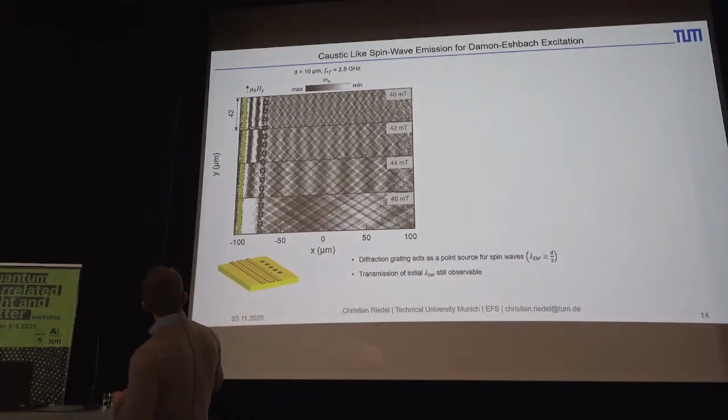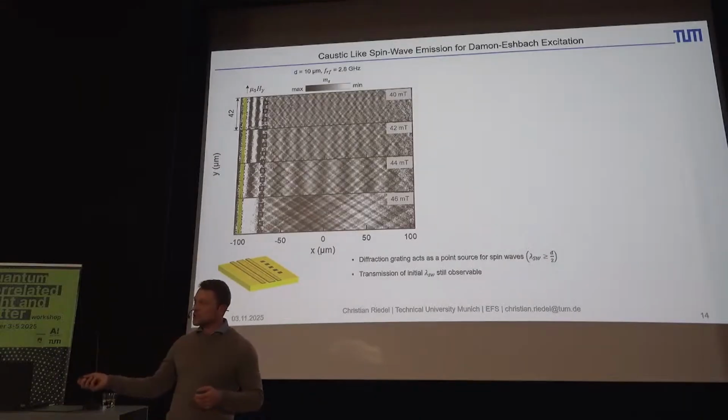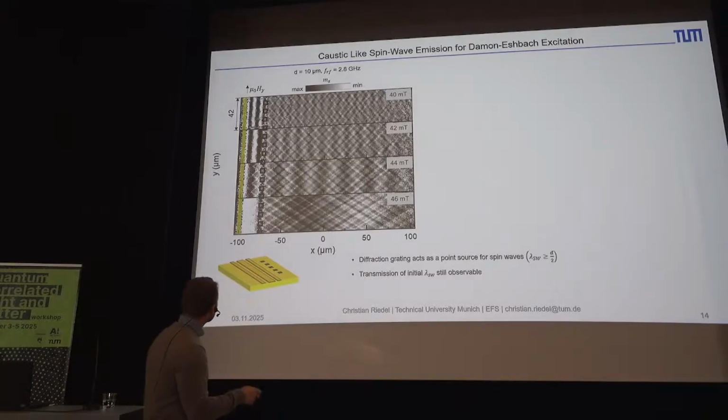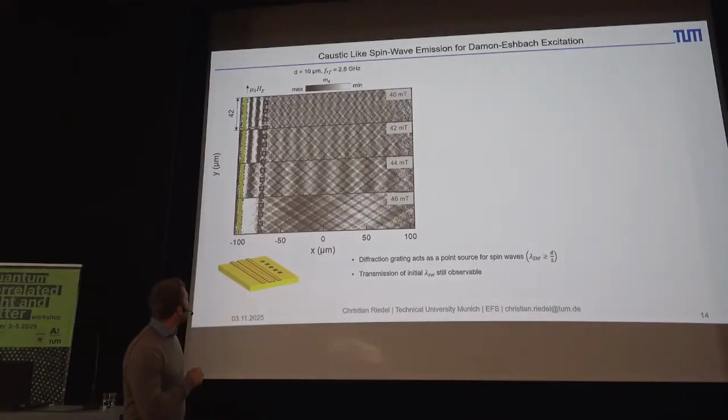So first of all, you can see that we have a diffraction pattern, which is a beam-like pattern behind the diffraction grating. What you can also see, especially for the 42 and 44 millitesla measurements, is that the initial wavelength amplitude is also transmitted to the long-range order interactions. So we don't only see this emission of the spin wave beams, but you can also see the initial amplitude or initial wavelength gets transmitted. And furthermore, especially for the 44 millitesla, you can see that the beam pattern or the diffraction pattern is not only on the right-hand side of the diffraction grating, but is also observable on the left-hand side of the diffraction grating.